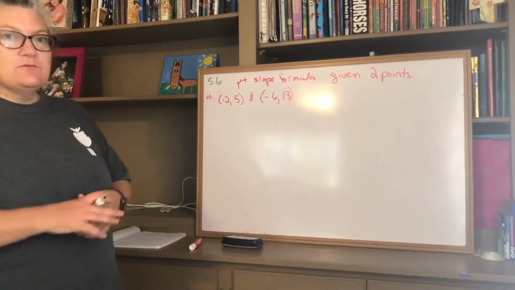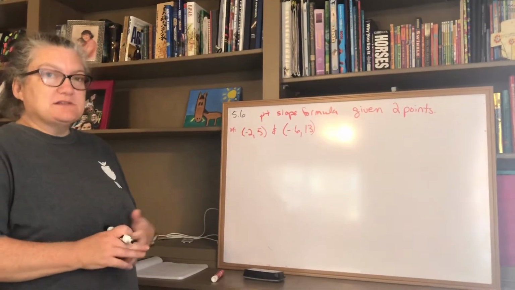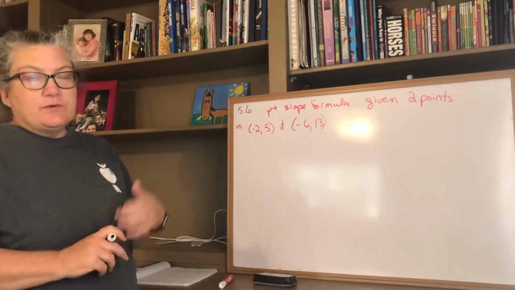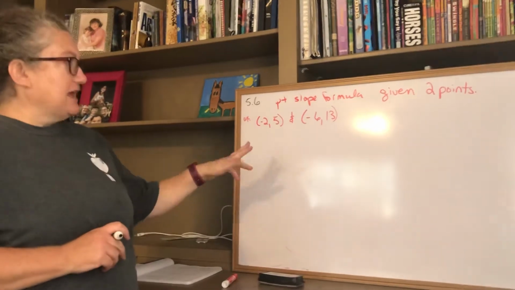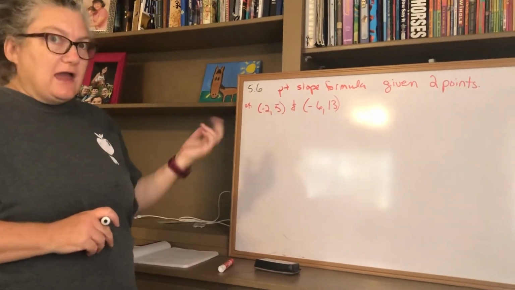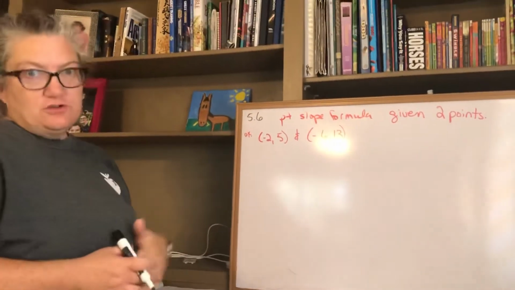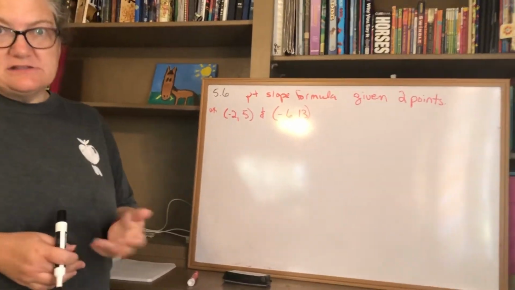Alright, welcome back, and we're in 5.6. We're talking about point slope formula, but we're given 2 points. In the last video, we were given a point and a slope, but this time we're given 2 points. In the last video, I said you have to have a slope. So where do we get the slope if we only have 2 points? We're going to have to use that slope formula.